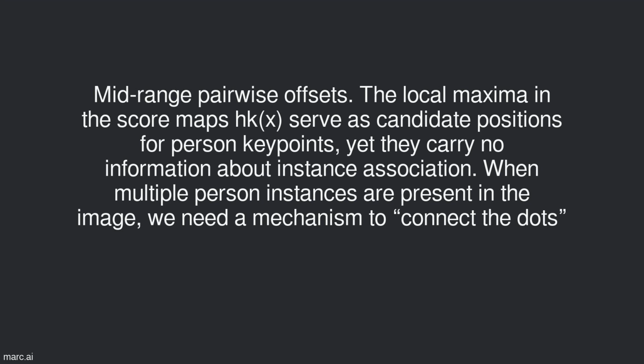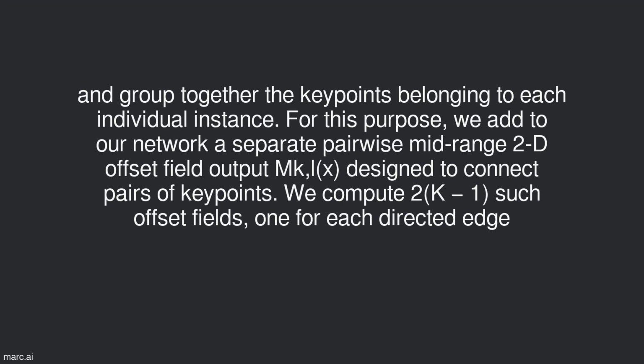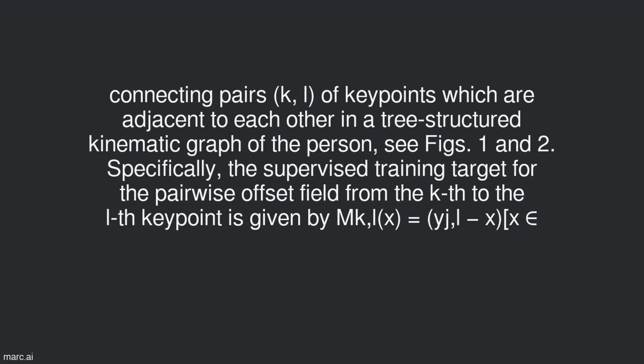Mid-range pairwise offsets. The local maxima in the score maps H_k(x) serve as candidate positions for person keypoints, yet they carry no information about instance association. When multiple person instances are present in the image, we need a mechanism to connect the dots and group together the keypoints belonging to each individual instance. For this purpose, we add to our network a separate pairwise mid-range 2D offset field output M_{k,l}(x) designed to connect pairs of keypoints. We compute 2(K-1) such offset fields, one for each directed edge connecting pairs k, l of keypoints which are adjacent to each other in a tree-structured kinematic graph of the person. See Figs. 1 and 2.